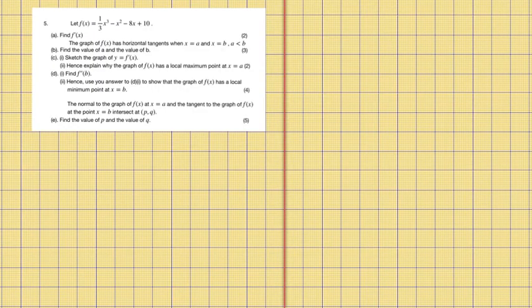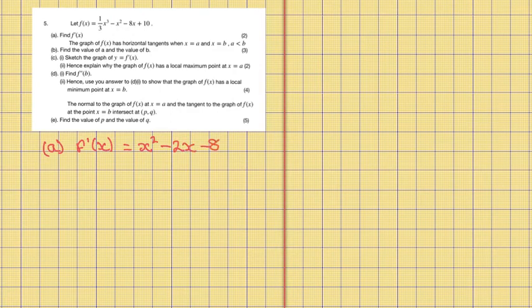Question 5. Let f of x equal 1/3 x cubed minus x squared minus 8x plus 10. A, find f dash of x. So A, the f dash of x is equal to x squared minus 2x minus 8.